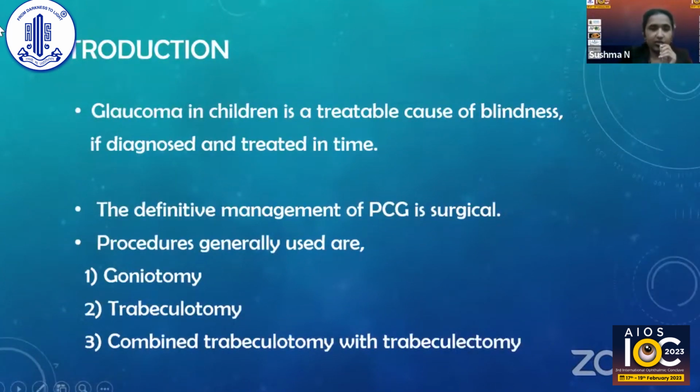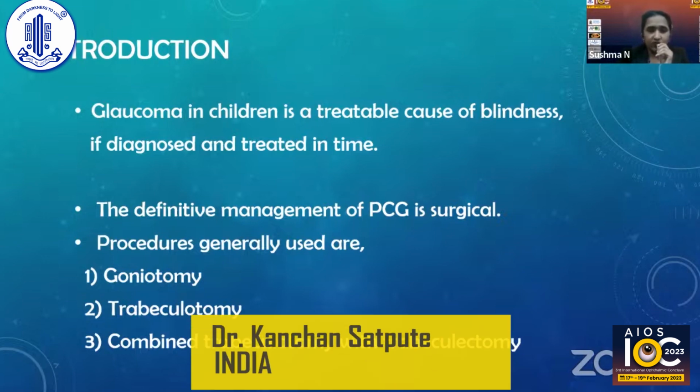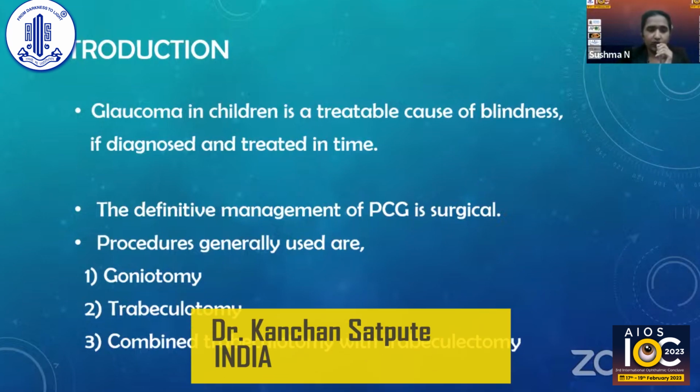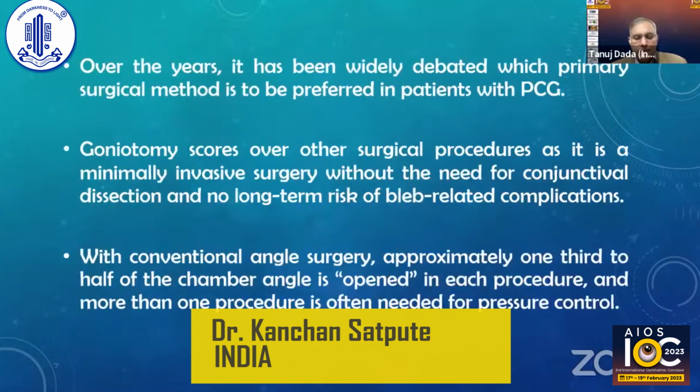So I just want to give a brief introduction before I start the actual procedure and the complications. Glaucoma in children is a treatable cause of blindness if diagnosed and treated in time. So the definitive management of primary congenital glaucoma is always surgical. The procedures we generally use are goniotomy, trabeculotomy, or combined trabeculotomy with trabeculectomy.